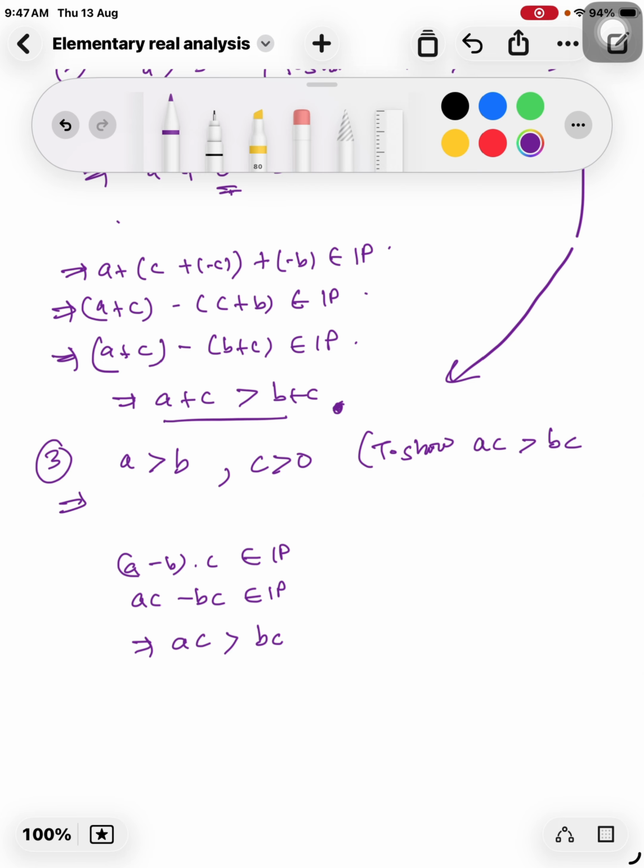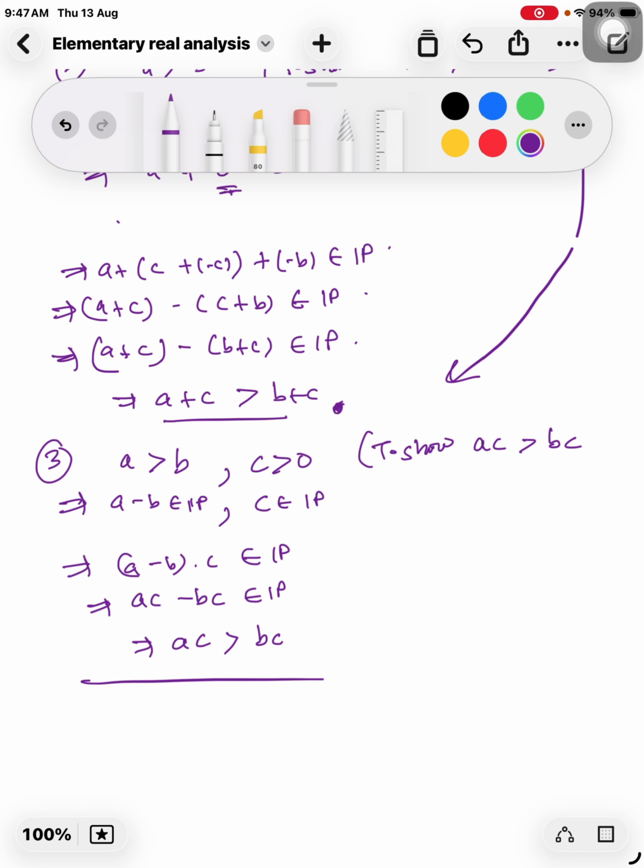अब जो गिवन है उस पर आ जाते हैं. A greater than B मतलब A minus B belongs to P, और C is already greater than 0 means C belongs to P. और P की प्रॉपर्टी है कि अगर दो नंबर्स P में हैं तो उनका प्रोडक्ट भी P में है. So that means A minus B into C belongs to P, which now by distributivity, so now we get AC minus BC belongs to P, which implies AC greater than BC.